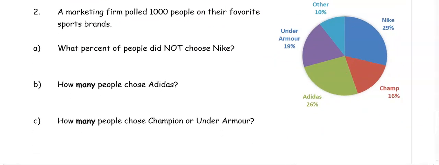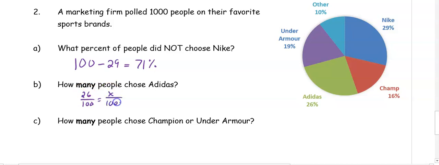In number 2, a marketing firm polled 1,000 people on their favorite sport brands. So what percentage of people did not choose Nike? Well, if 29 chose Nike, we can do 100 minus 29, and we get 71%. How many people chose Adidas? So 26% out of 100 chose Adidas. That's how many people out of 1,000?